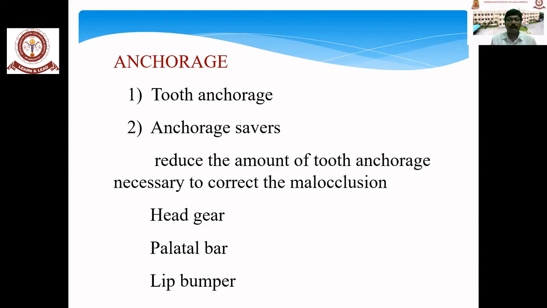And then the lip bumper, in cases wherein the mentalis muscle is hyperactive. In those cases, you can use a lip bumper, which is going to distalize the lower molar, as well as avoid the pressure from the lips being exerted on the incisors.